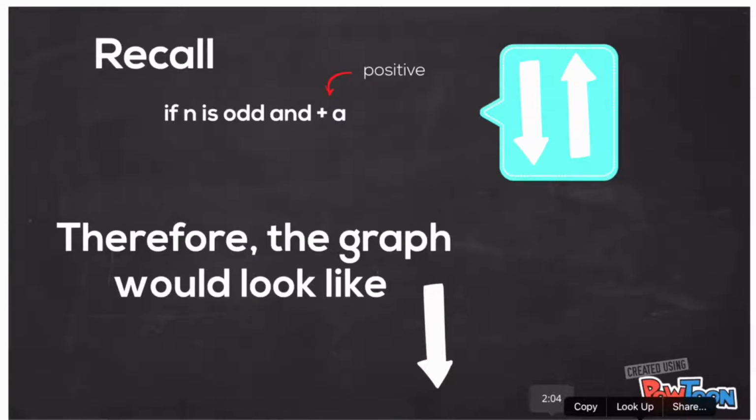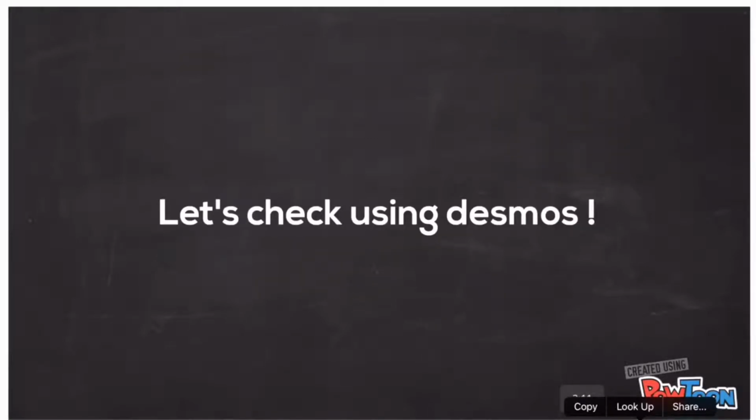Now that we know that, therefore, the graph would look like this. It will go down in the far left and up in the far right. Now, let's check using Desmos. Okay, back to you, Ono.